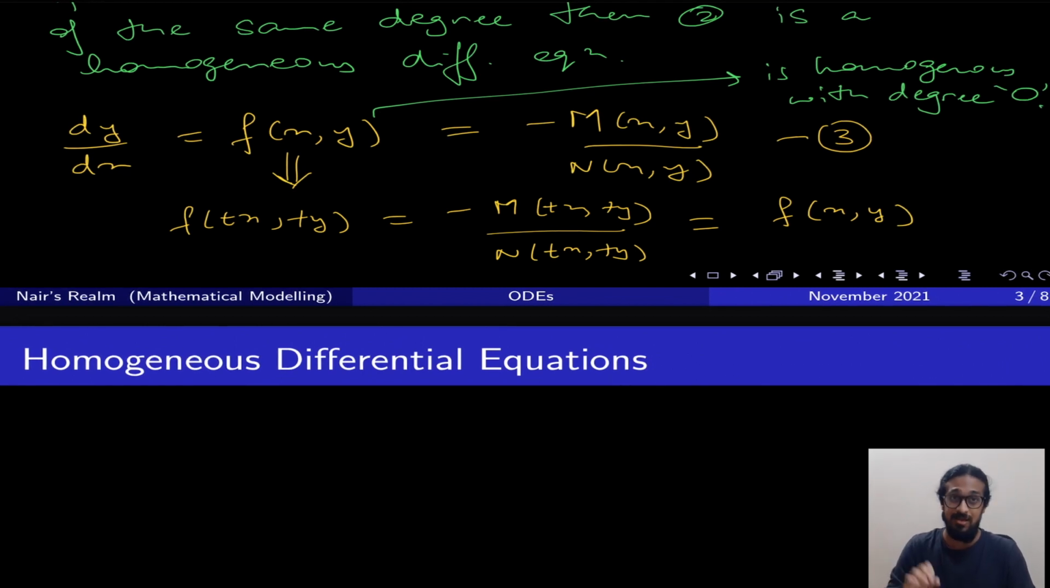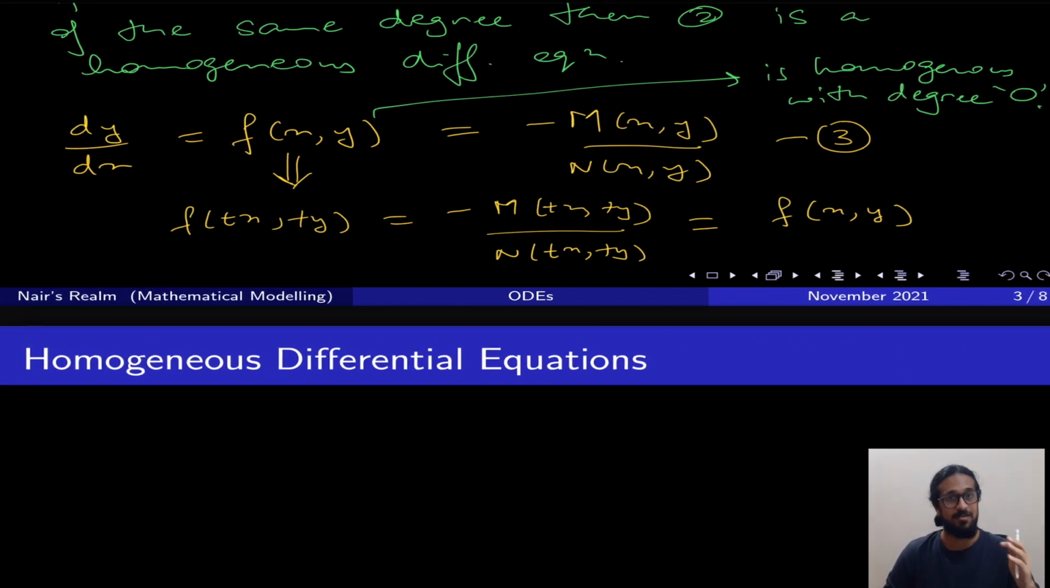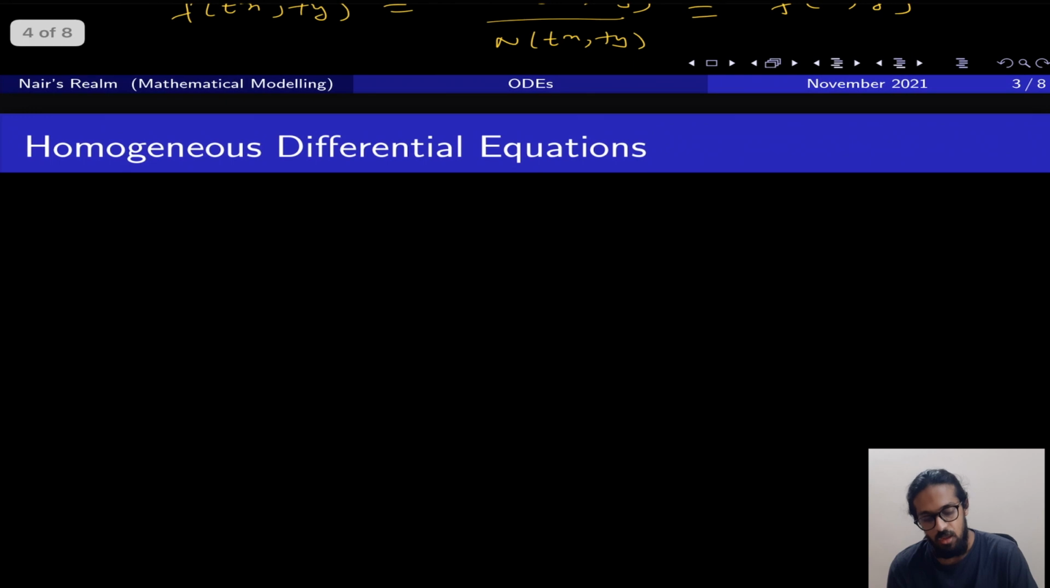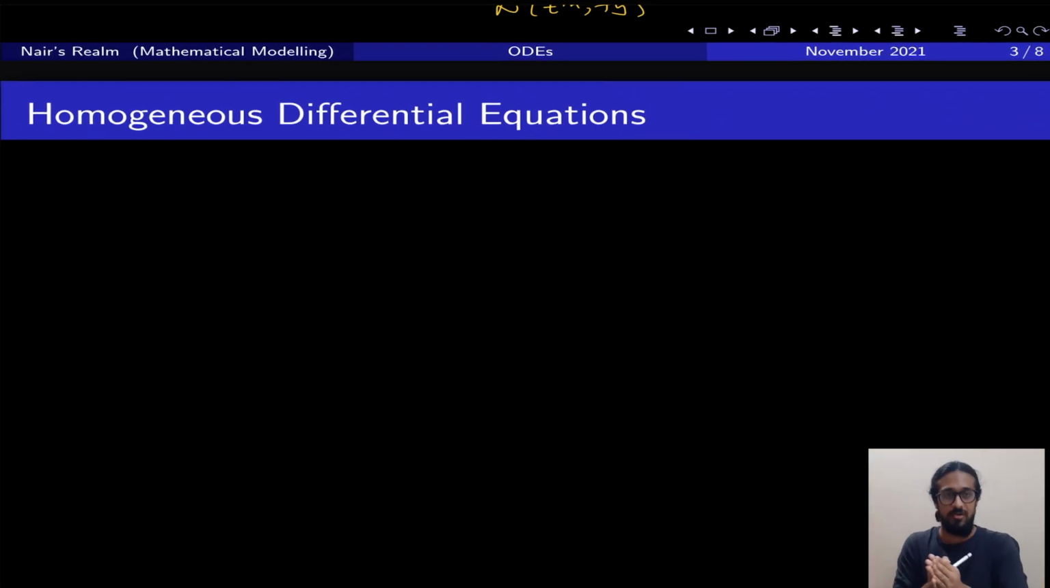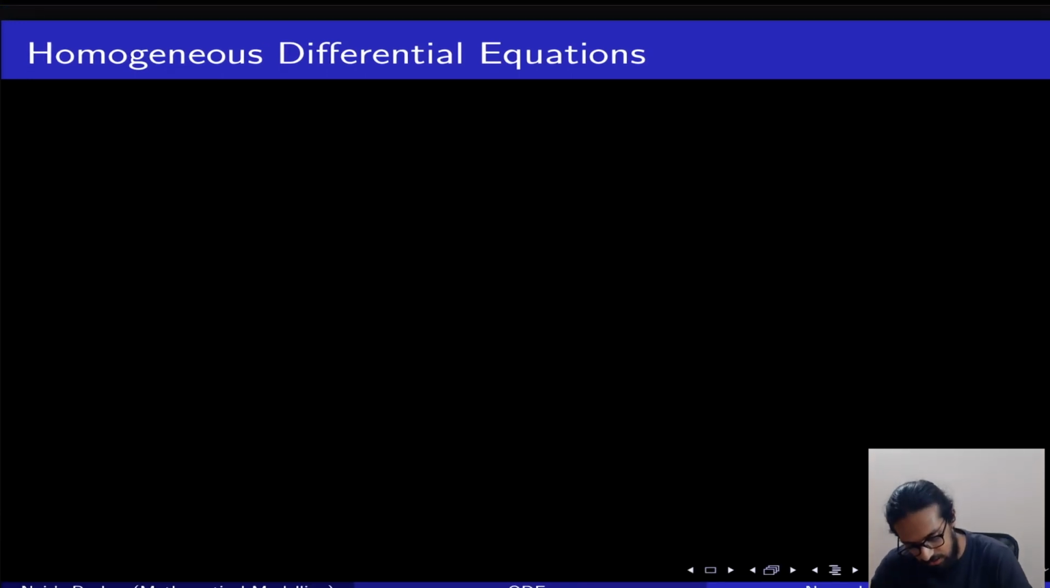So now we have a differential equation dy by dx is equal to f of x comma y, and it's a homogeneous differential equation only if m and n are homogeneous of the same degree. Therefore f is actually a homogeneous function of 0th degree. So now the reason we care about homogeneous differential equations is that we can actually convert homogeneous differential equations into the variable separable form. So how do we do that? That's what we're going to study right now.